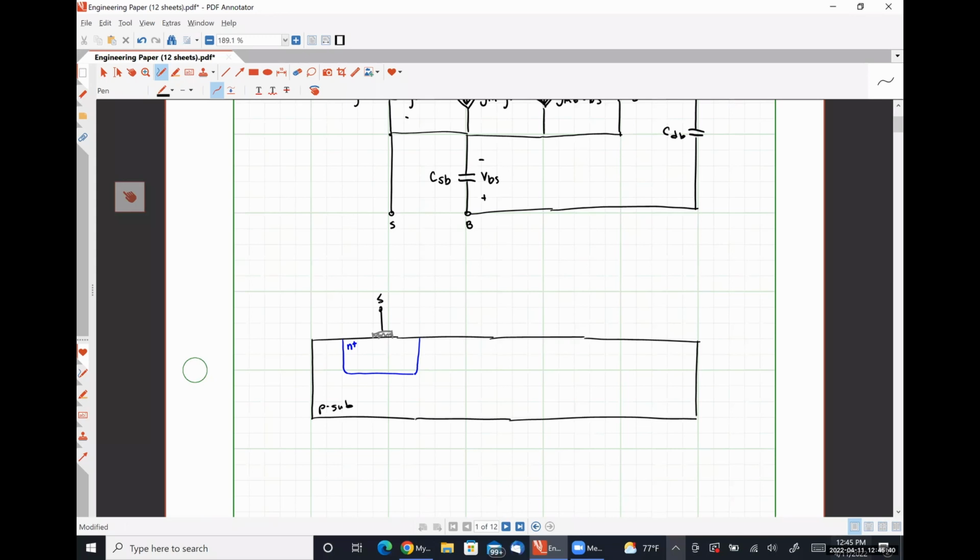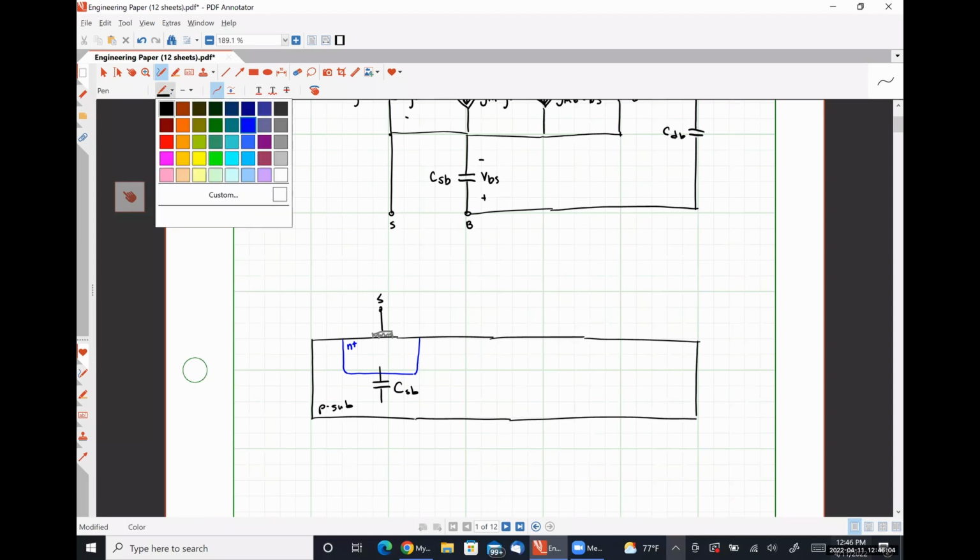So getting a little bit ahead of ourselves here, we can see that we should have some capacitance CSB, which is going to be a junction capacitance, and it is largely going to be a reverse biased junction, so we'll treat it as some sort of depletion capacitance in a moment.